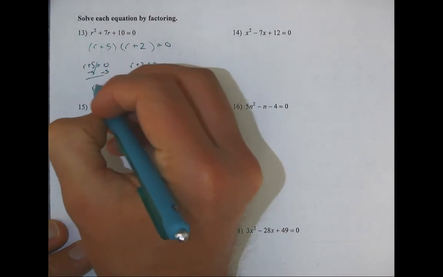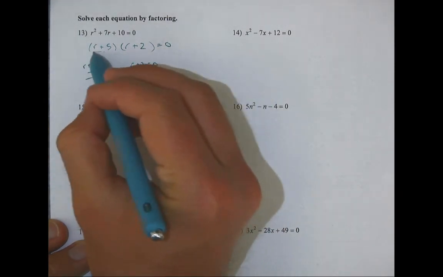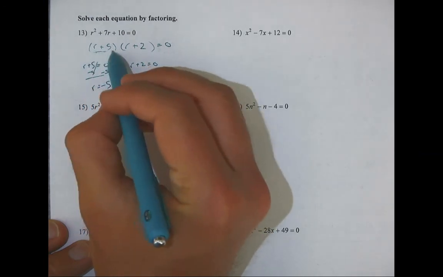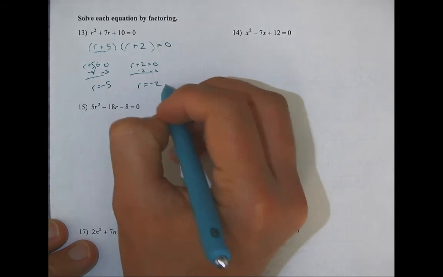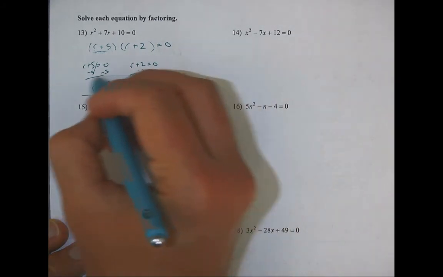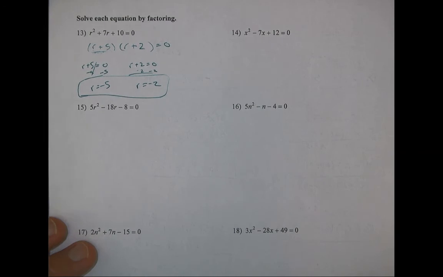Minus 5, so r equals negative 5. You might even just be able to look at it and see that, right? Negative 5 plus 5 is 0. Minus 2, r equals negative 2. And those are my two answers right there, negative 5 and negative 2.